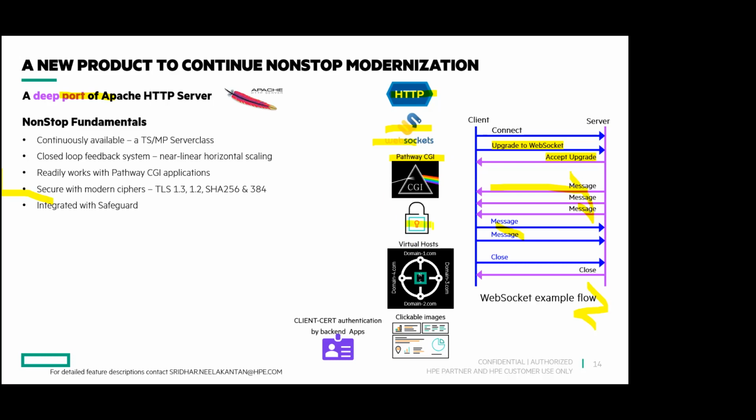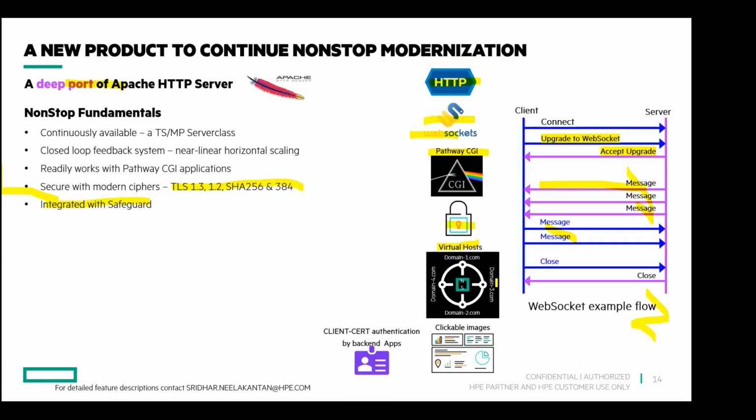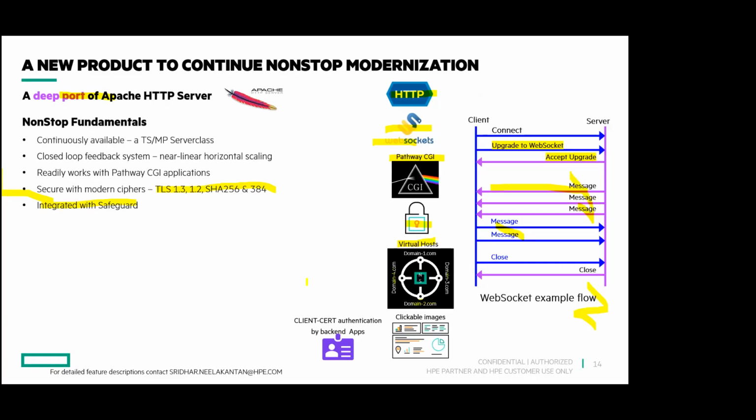And security, it supports data in motion, TLS 1.3 and 1.2, and SHA-256 and 384 hashing algorithms are supported. It's also integrated with Safeguard for administration purposes, authentication, authorization, etc. And another very good feature of NSHTTP is virtual hosts. So you use one network port, whatever the TCP/IP socket and all that, but you can run 4 websites. Let's say domain 1, domain 2, domain 3, and domain 4, based on the same NSHTTP instance, right? You install one NSHTTP and run 4 websites on that.